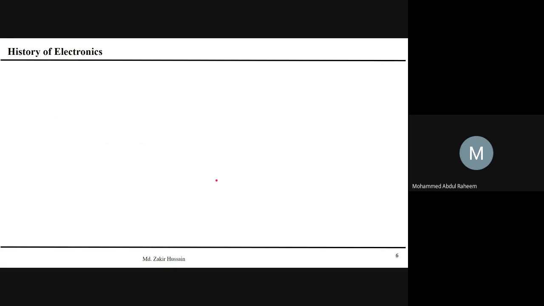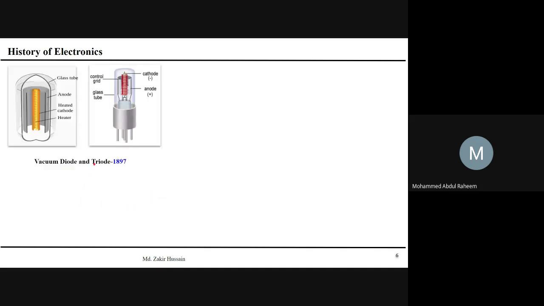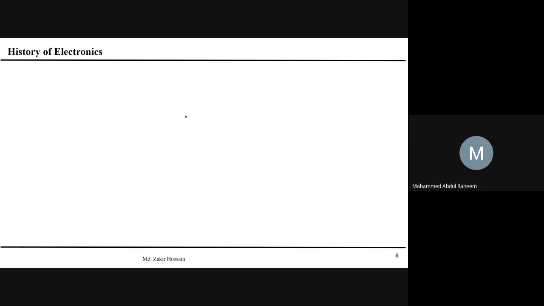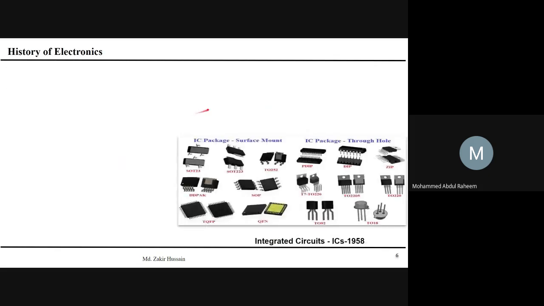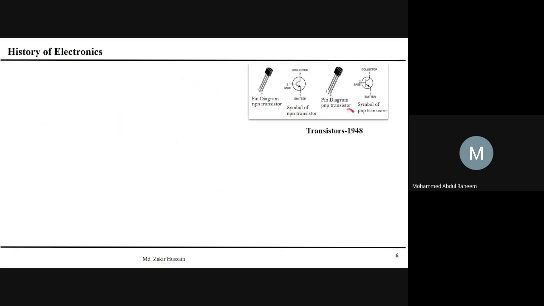Let's get started with the history of electronics, the first agenda. Our journey started with the vacuum diode and triode in the early 1897. With this device, what you see on your screen, people developed circuits. After some developments, in 1948, transistors were introduced. This has revolutionized the entire electronics industry.